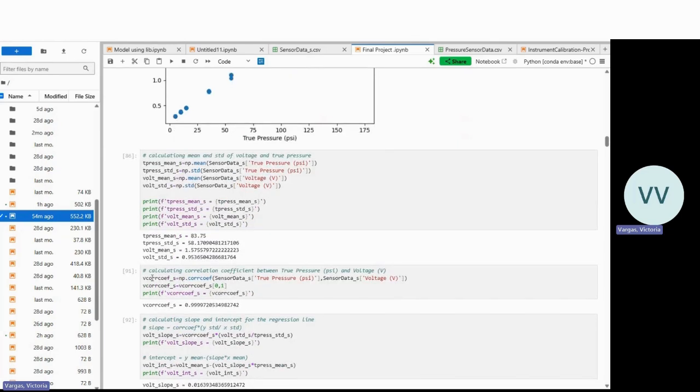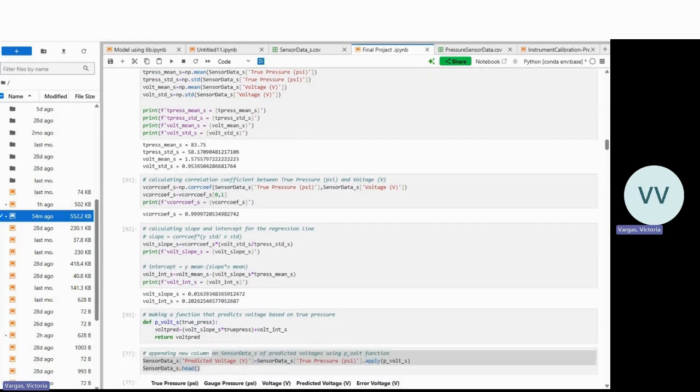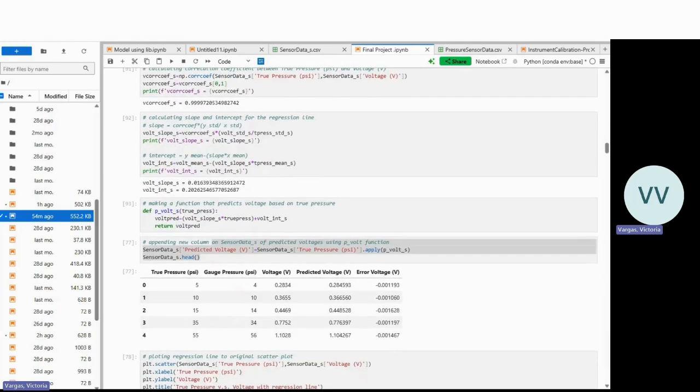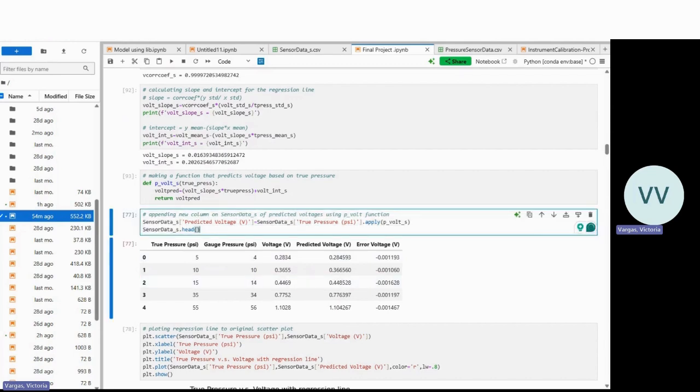So that's what's going on in kernel number 91. And then she used the regression line formula, which is slope equals r times stdy over stdx. So it calculates the slope and intercept, and finally it defines a custom function to estimate voltage from pressure and adds a new column to the data set with these predicted voltage values. So that's what's going on down here. Here's the addition of the new column with those new predicted voltage values.